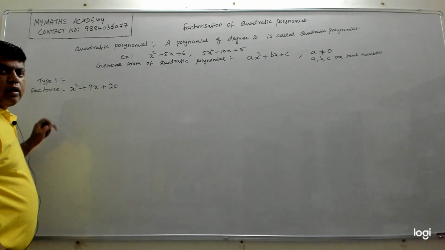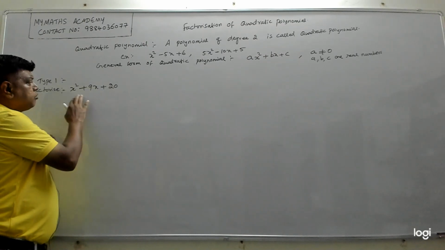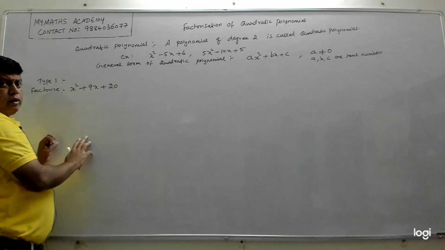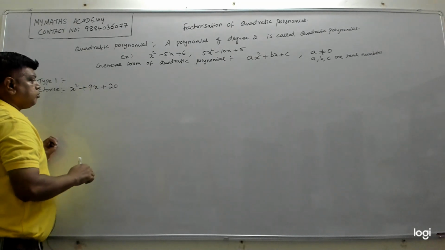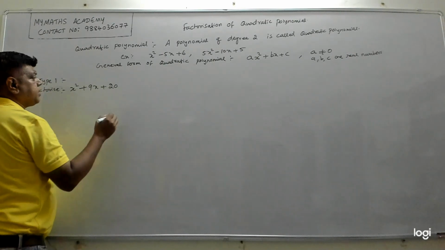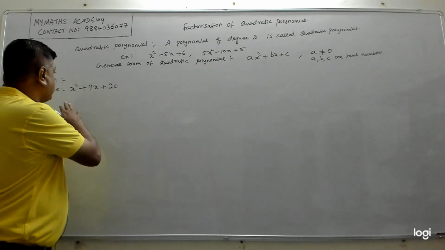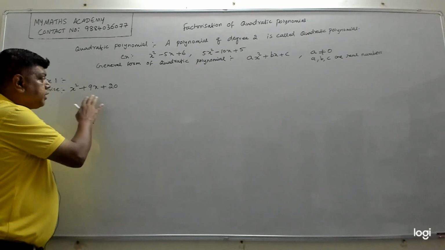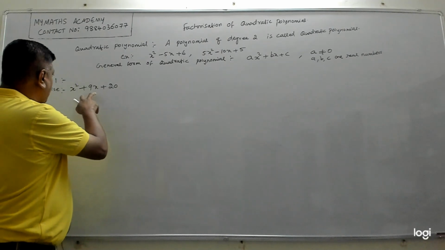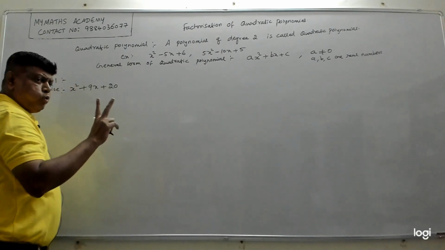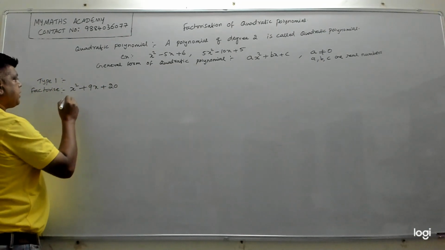Now, to factorize this polynomial, this is type 1, where both these signs will be plus. This is also plus, this is also plus. Both will be plus. Now, the first thing we need to do is find 2 numbers. We will factorize this by splitting the middle term. We call it factorization by splitting the middle term. So how we do this is, we need to find 2 numbers such that when I multiply the 2 numbers, let's take this one.